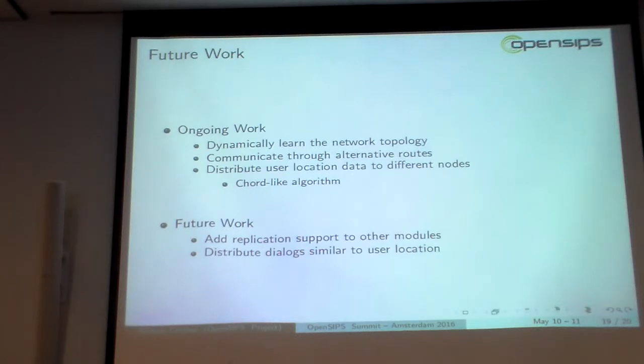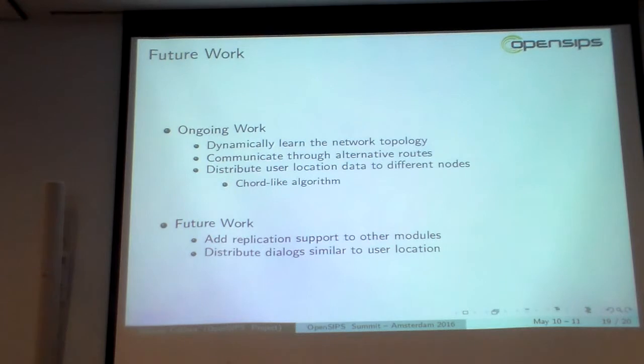We found an algorithm to distribute user location data to different nodes. So for example, if you have a huge amount of user location data, we split it in multiple parts, and each node knows something about some nodes. So this is similar to the chord algorithm, if you are familiar with that.